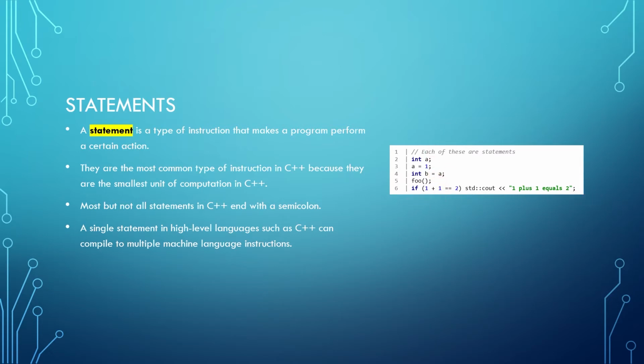A single statement in a high-level language such as C++ can compile to multiple machine language instructions, and this is because higher level languages are written with lower level languages, and higher level languages are more concise because they combine a bunch of statements in lower level languages into each statement in a higher level language.